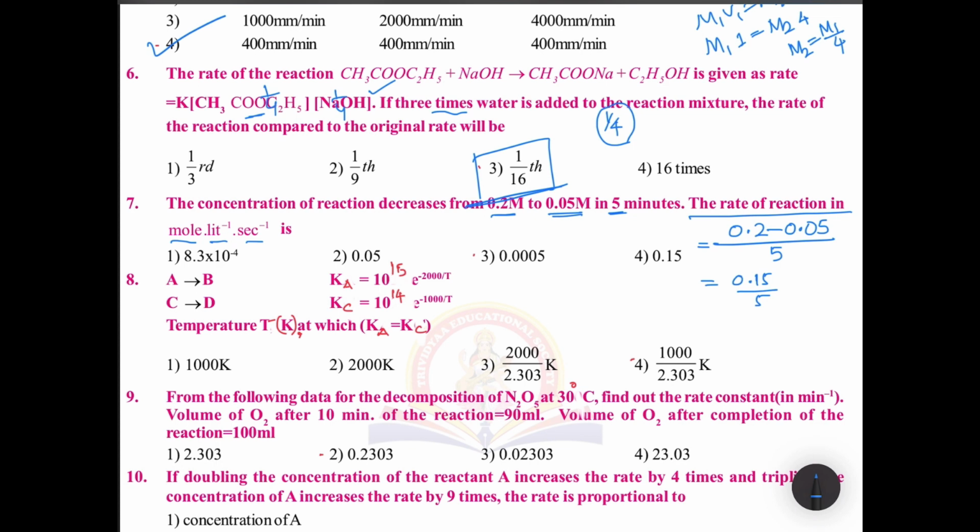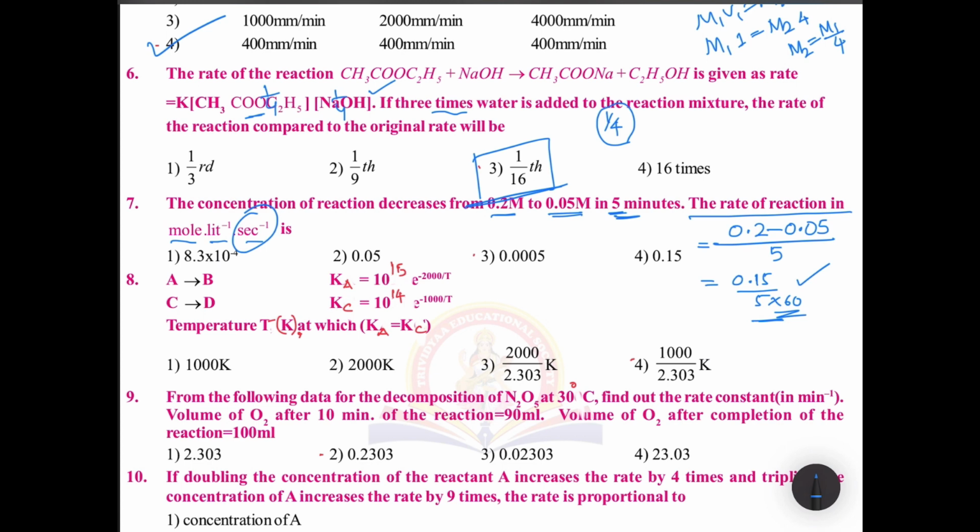0.2 minus 0.05 in 5 minutes, and it is asking per second. Per second means you have to convert this by multiplying with 60, so the minutes will be converted to seconds. This is 5 minutes, so 5 minutes means 5 into 60 seconds. You will be getting the right answer.